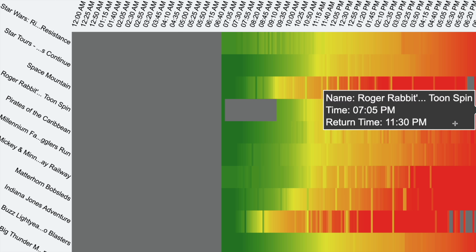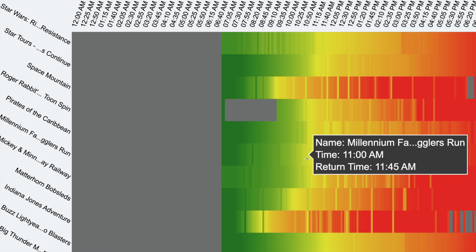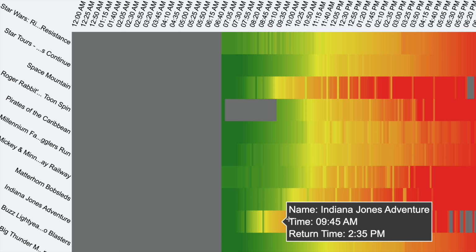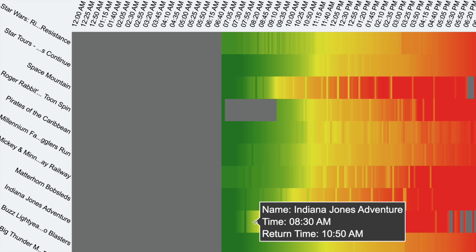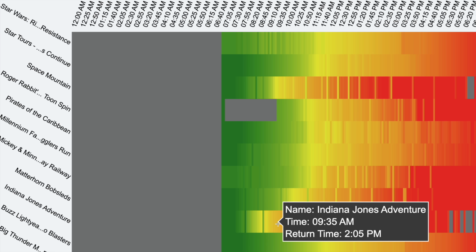And then in the evening, the return times are red. And then when there are no Lightning Lanes left, it's grayed out. So the reason I would look at this is, okay, some of these get red sooner, so that means they've given out all of these early spots for Indiana Jones. If you look at, for example, this time at 9:35 in the morning, you're getting a return time of 2:05 in the afternoon.